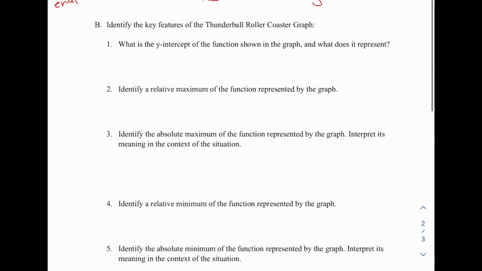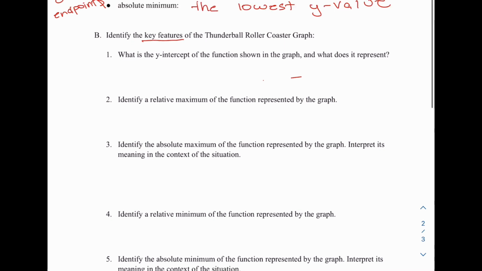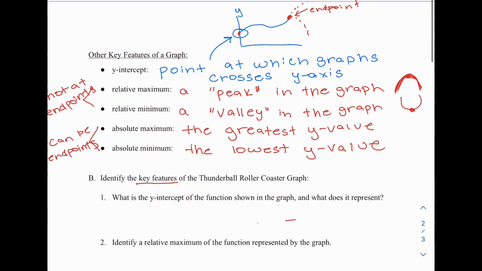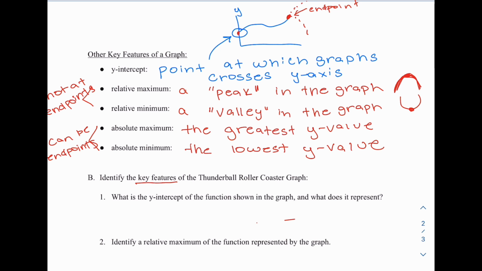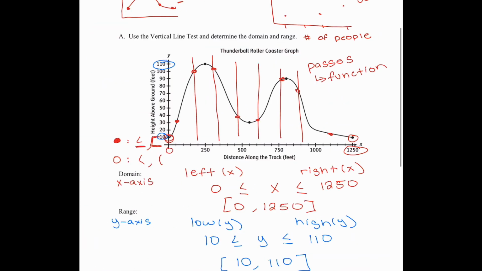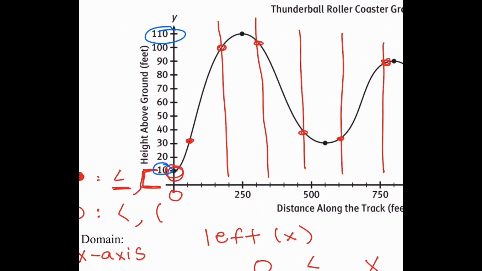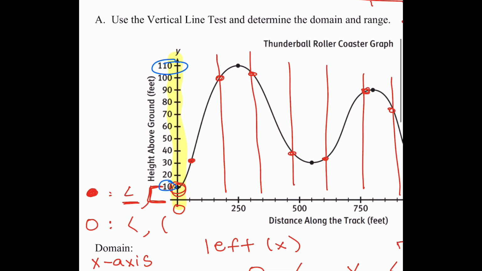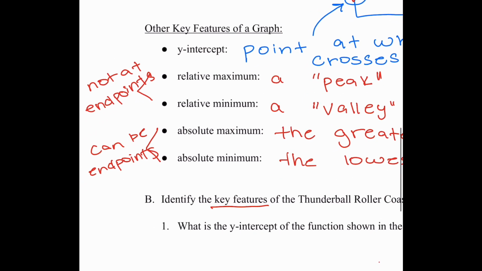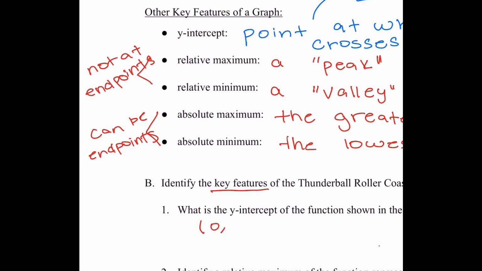So we're going to practice this by identifying the key features of the graph we worked on the top page. First question is, what is the y-intercept of the function, and what does it represent? So remember, the y-intercept is the point at which your graph crosses the y-axis. So I look, my y-axis is right here, and I see that my graph crosses right here at 10. So my y-intercept is the point (0, 10).